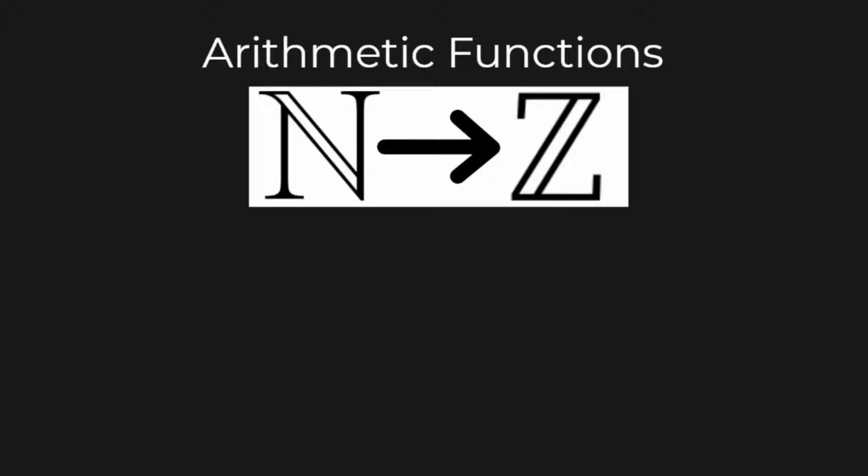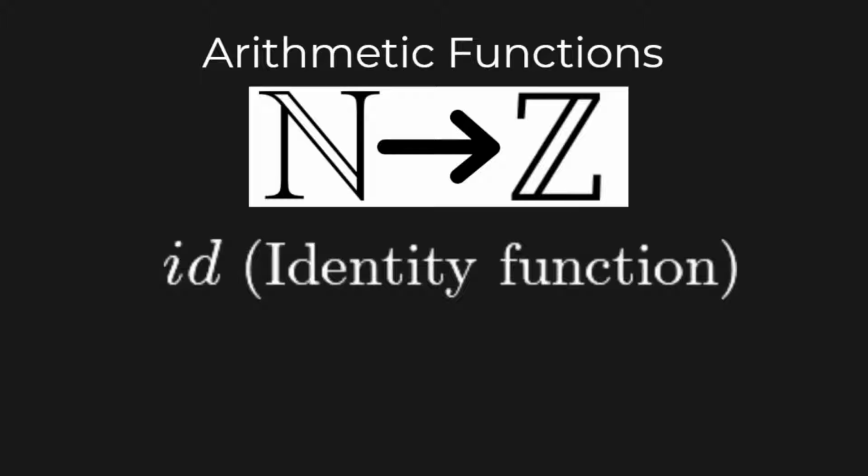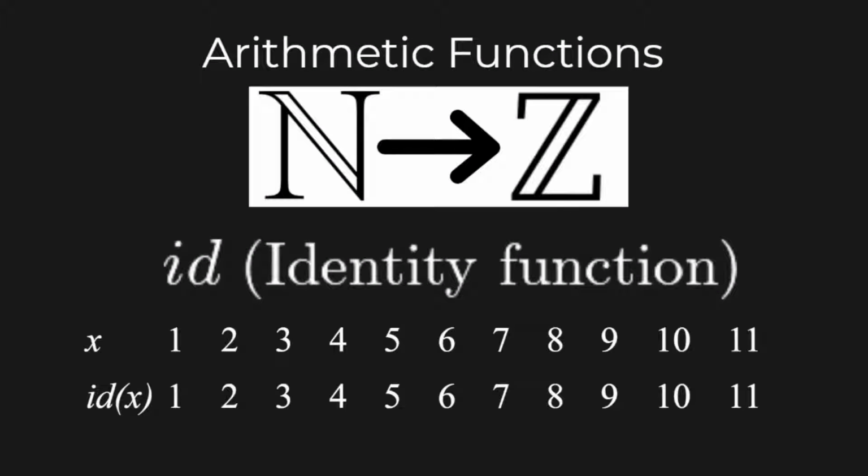One of the simplest arithmetic functions is the identity function. This function just returns the input back. Now let's talk about some more interesting functions. We'll start from the simplest functions and work our way up.